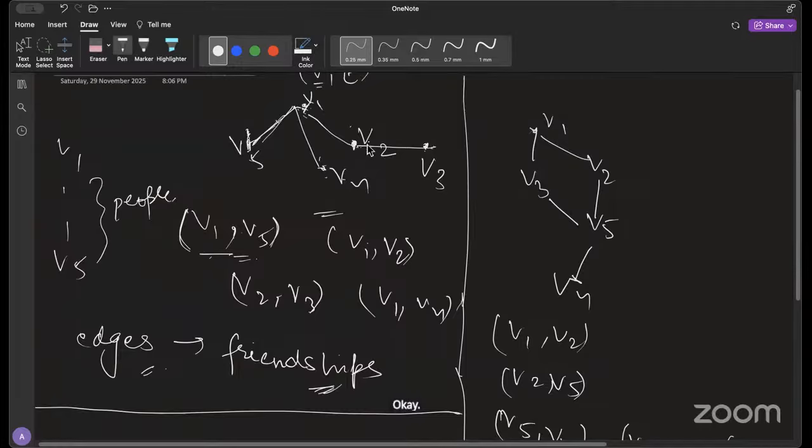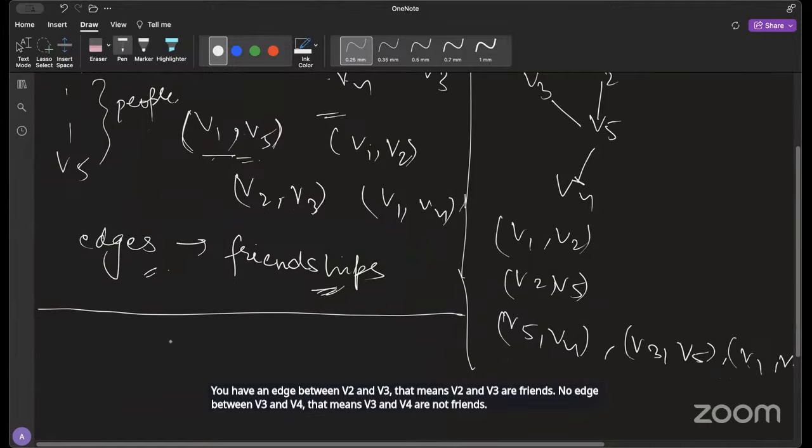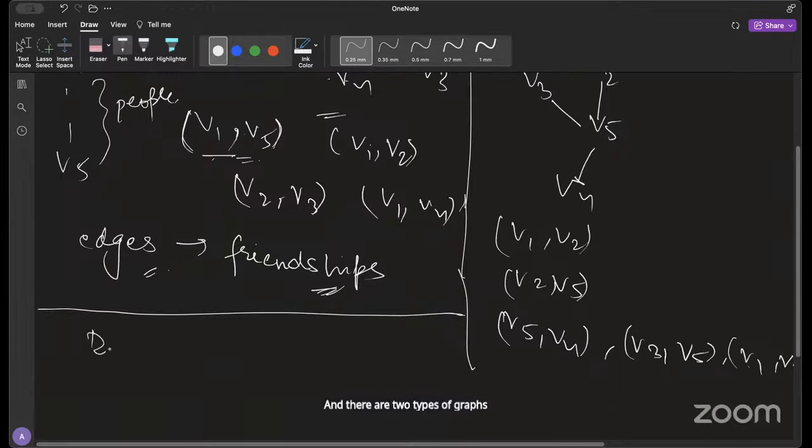In this particular example, there's no midpointing. It's just basically V1 to V2. That means V1 and V2 are friends. You have an edge between V2 and V3. That means V2 and V3 are friends. No edge between V3 and V4. That means V3 and V4 are not friends. And there are two types of graphs. One is a directed graph and the other one is an undirected graph.